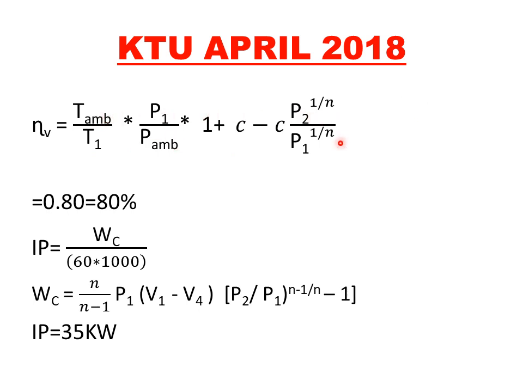You know the value of all the terms involved in this equation: Tm, T1, P1, Pm, C. C is nothing but the clearance ratio. P2, P1. How will we get C? C is nothing but Vc divided by Vs. You know the formula for Vc and you know the value of Vs. So when I substitute it, I will get the value of C. So when I substitute all the terms in this equation, I will get the value for the volumetric efficiency as 80%.